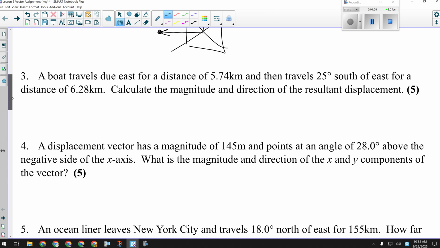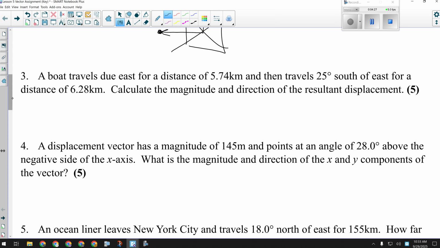So fairly simple question there. You've got a boat that goes a certain displacement and then turns and goes a different displacement. Just put them together, do vector addition. Okay, don't overthink that one. That's basically an exam level question, one that's flat and one that's angled.